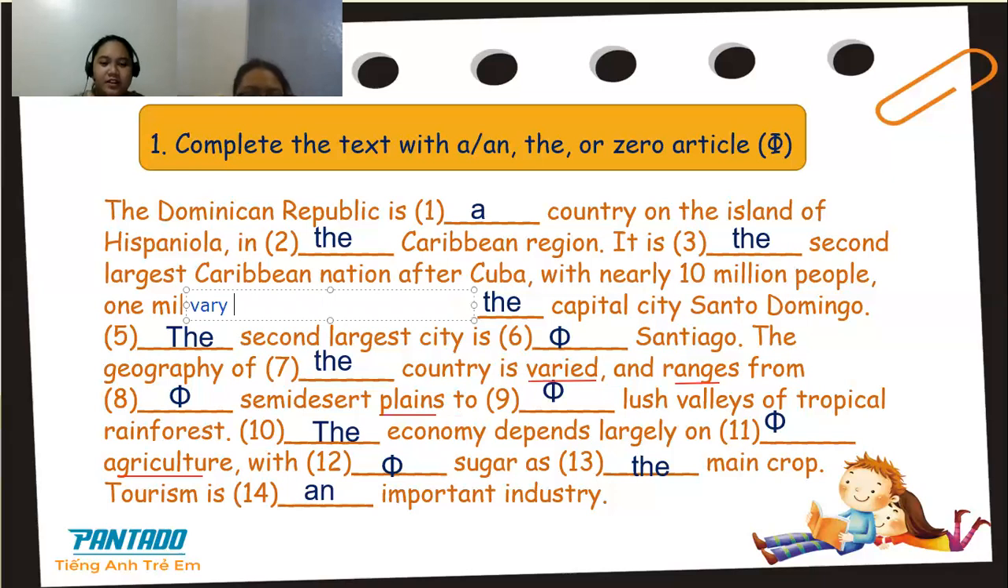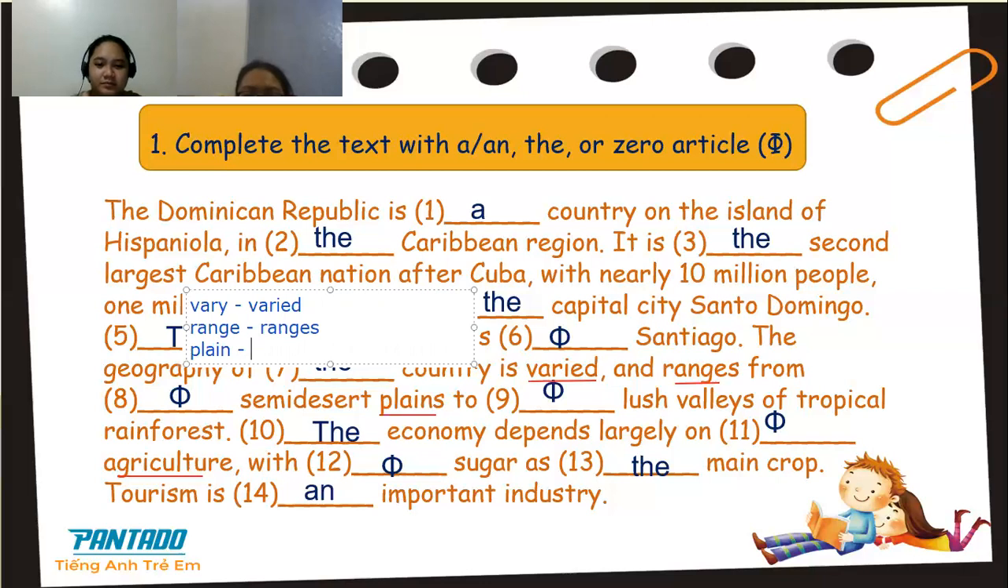Very good. And this one is? Right. Varied. One more time, please read these two words. Varied. Very good. This one. Range. Good job. This one? Plain. Very good. Now let's continue.